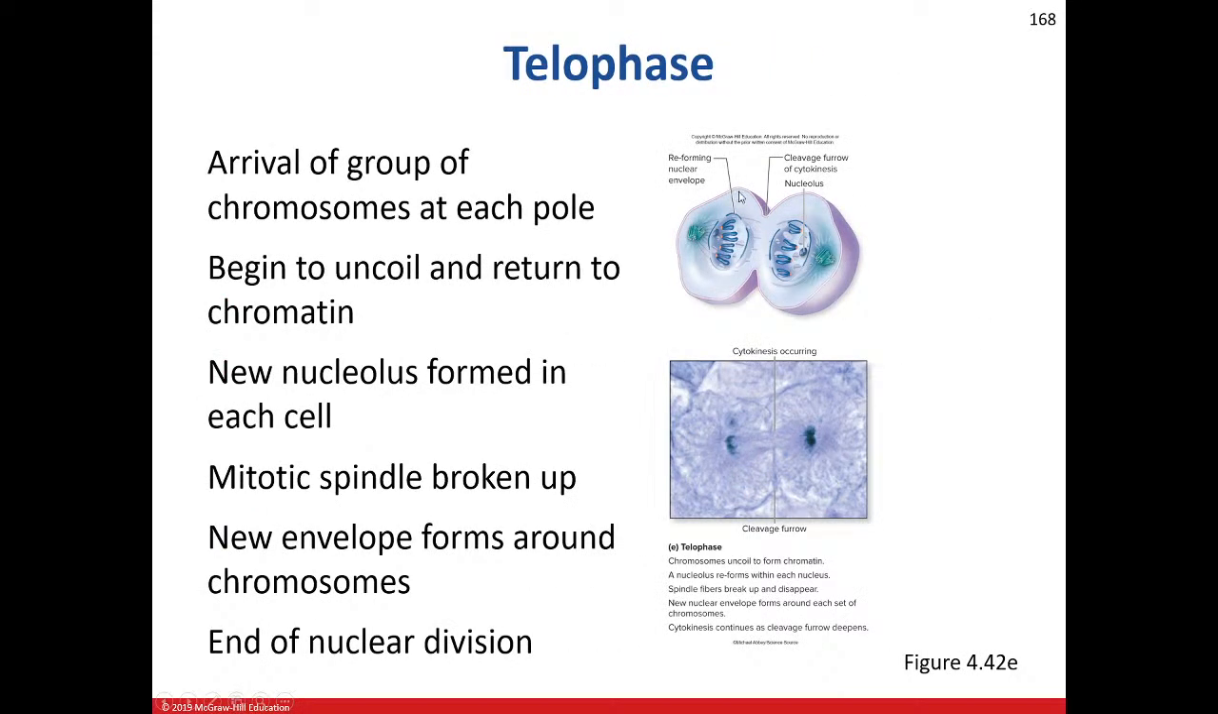So the cleavage furrow, just to point it out, you can see it here. The microfilaments are forming this ring around the cell, which is squeezing and pinching, forms that cleavage furrow, forms that little divot in the cell, and then we continue to pinch until they're separate.